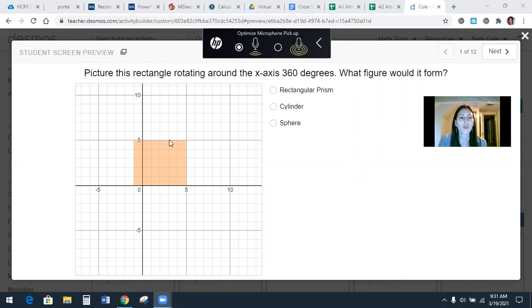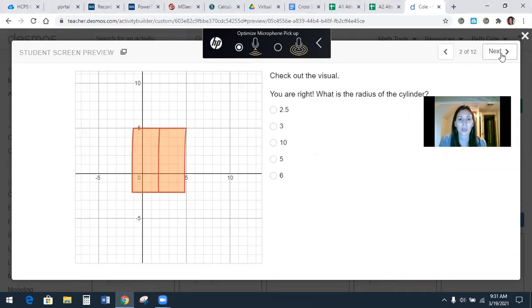All right, so we're going to take this rectangle and rotate it around the x-axis 360 degrees. So it's going to spin around. What figure would it form? That is going to be a cylinder. And in the next slide or the one after, there it goes. It's going to take that shape and spin it around. You can see it does an okay job of showing that it's going to be three-dimensional. It's going to be a cylinder.